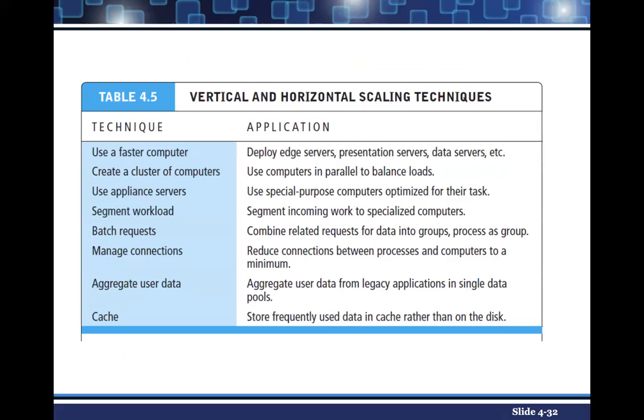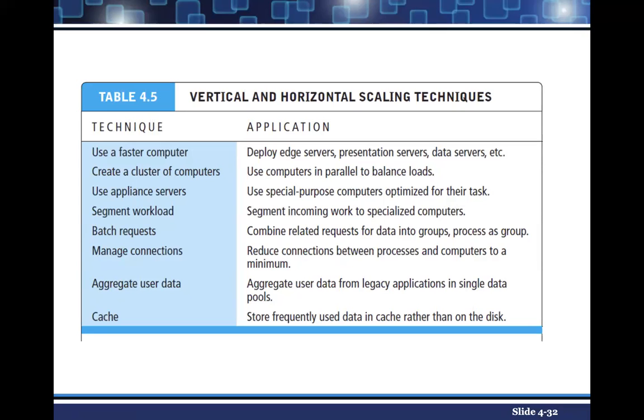In this one, we talk about the vertical and horizontal scaling techniques. For the technique that we use, a faster computer application is to deploy edge servers, presentation server and data server to have new and separated servers to have a faster computer to run what you want. Create a cluster of computers here, we use computers in parallel in balanced load, or what we call load balancing.